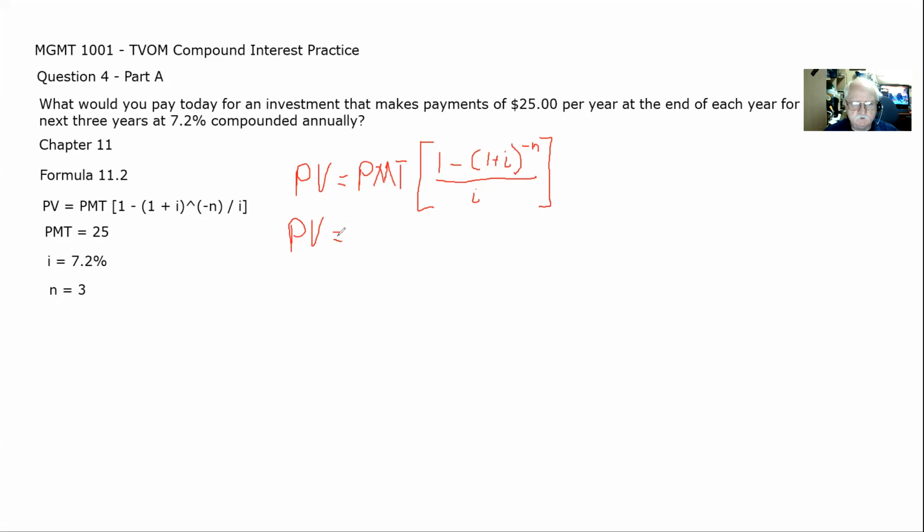Present value equals the payment of 25 times 1 minus 1 plus 7.2% to the power of negative 3, all over 7.2%. And when we plug that into our calculator, what is that all going to look like? Let's take a look at it.